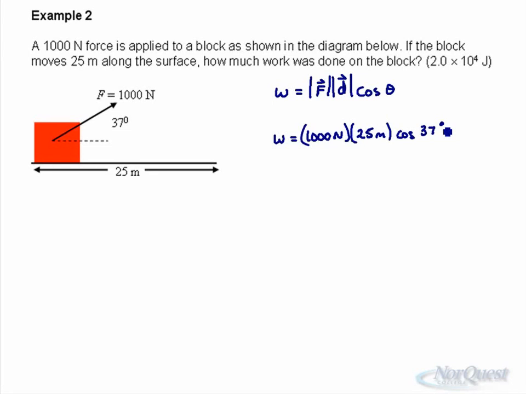So again, if we punch that in on our calculator, 1,000 times 25 times cosine 37, making sure our calculator's in degree mode, we get a work value equal to, in 2 sig digs, 2.0 times 10 to the 4. Units of work or units of energy are joules.